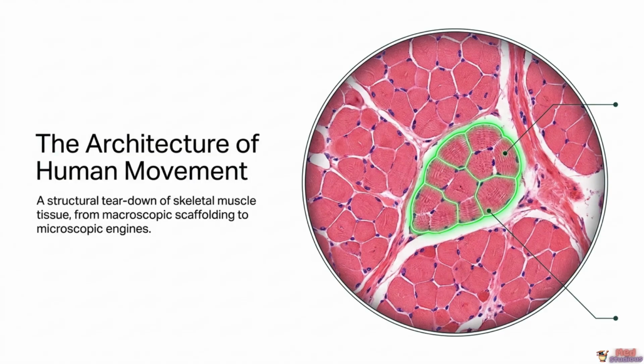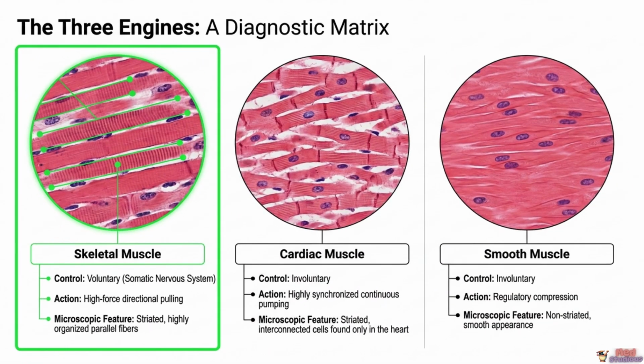Let's dive in. Before we focus on skeletal muscle, we must orient ourselves using a diagnostic matrix of the body's three distinct muscular engines. First, we have skeletal muscle, our primary focus today. It is entirely under voluntary control via the somatic nervous system, designed for high-force, directional pulling, and histologically characterized by heavily striated, highly organized parallel fibers.